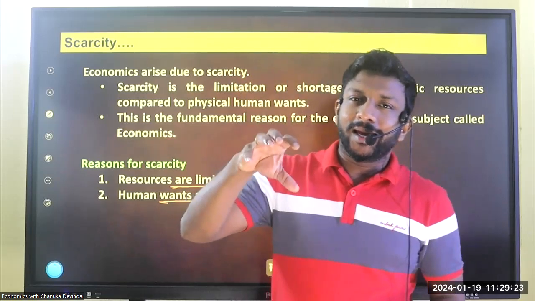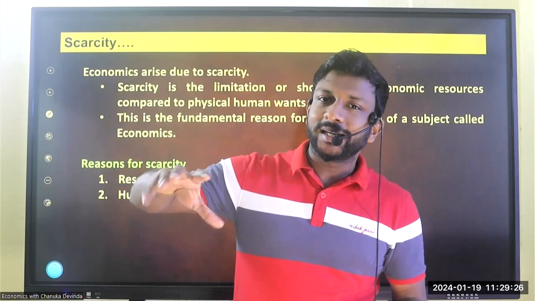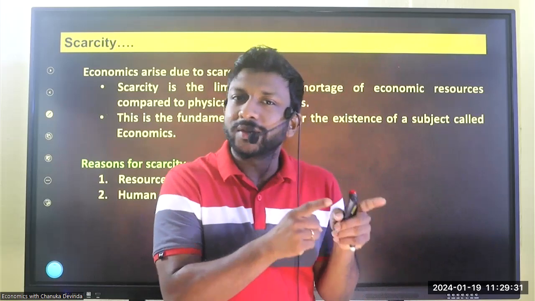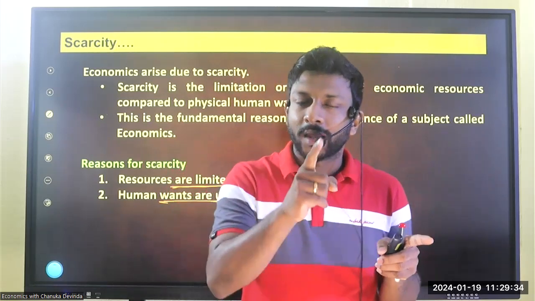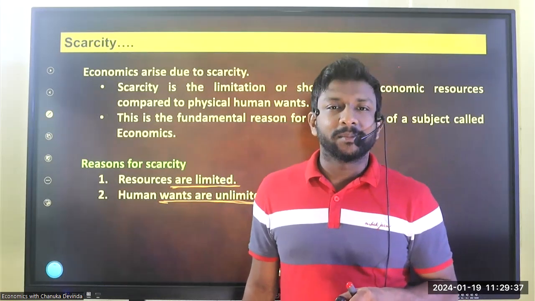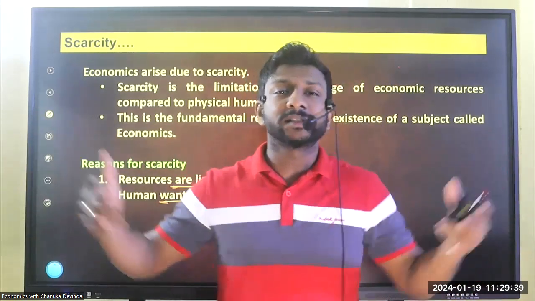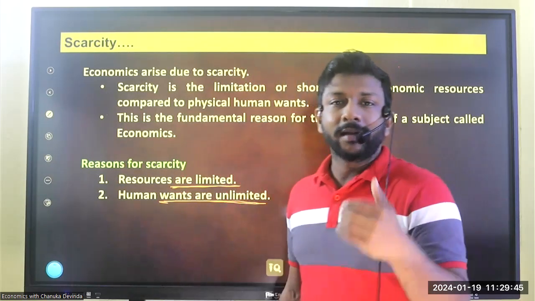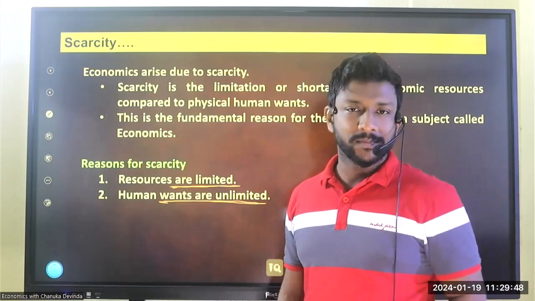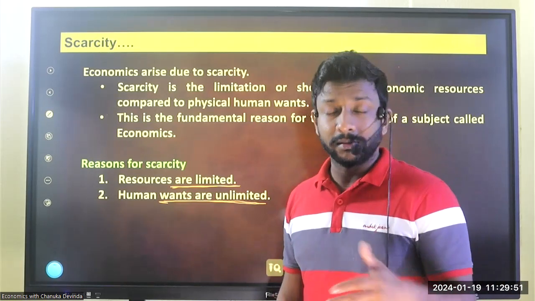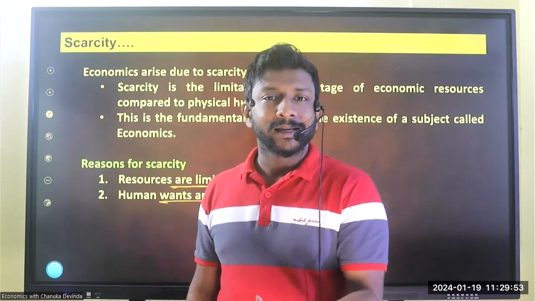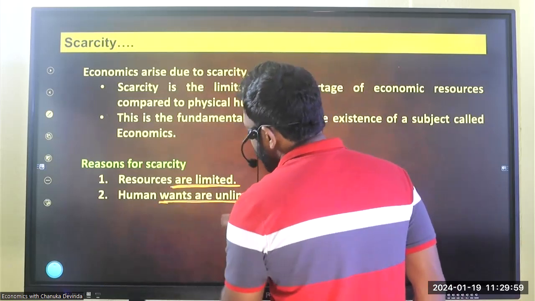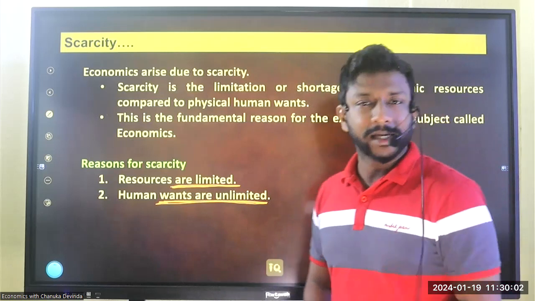Because in that story, their wants were limited. According to that scenario, there is no scarcity, because they can obtain everything without any cost. Because that island was isolated, and there were no other human beings, right? But in reality, that can be different, right? Because resources are limited and human wants are unlimited, right?